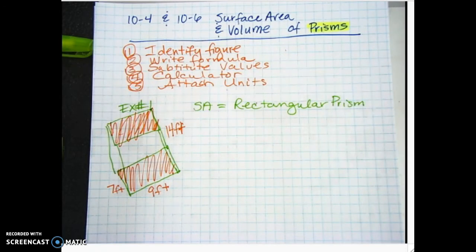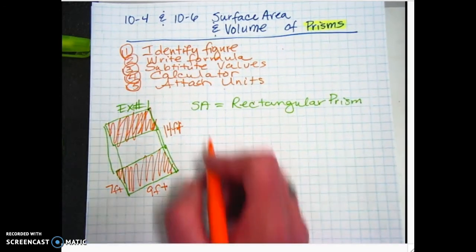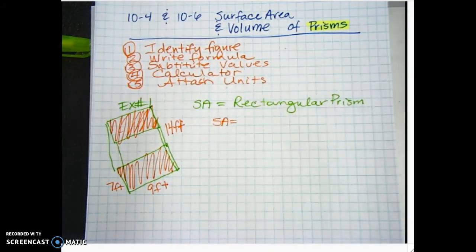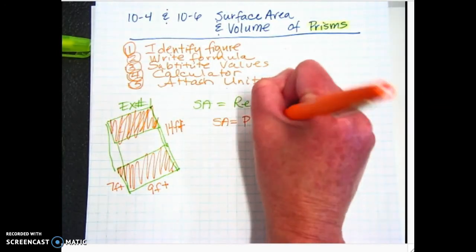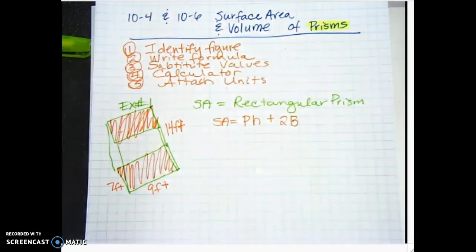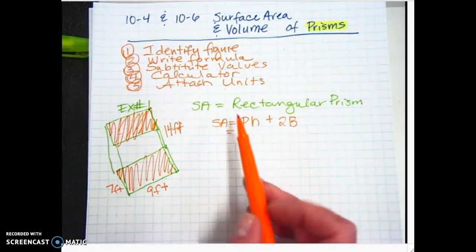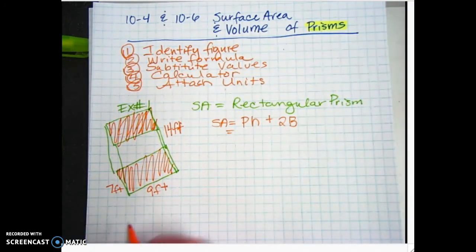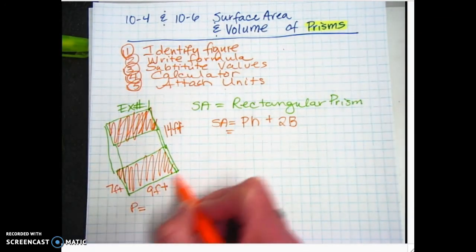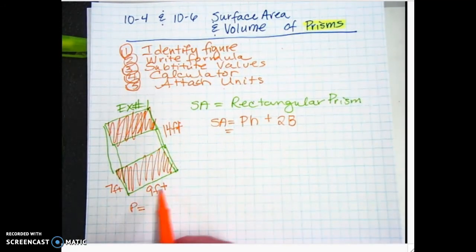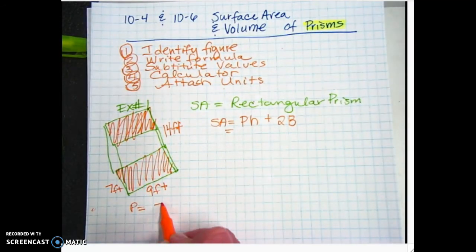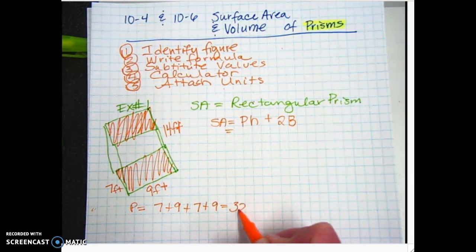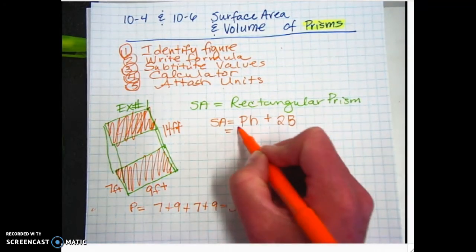So after I identify the figure, the second thing I'm going to do is look at the formula sheet, and I'm going to see that the formula for the surface area of a rectangular prism is Ph plus 2B. After I've written out the formula, I'm going to substitute the values. Well, I need the perimeter of the base. So I'm going to look at this base down here. It's a rectangle, so I've got 4 sides. The 2 sides opposite each other are the same. So I'm going to say 7 plus 9 plus 7 plus 9. That means that the perimeter is 32 feet. That's what plugs in for P.